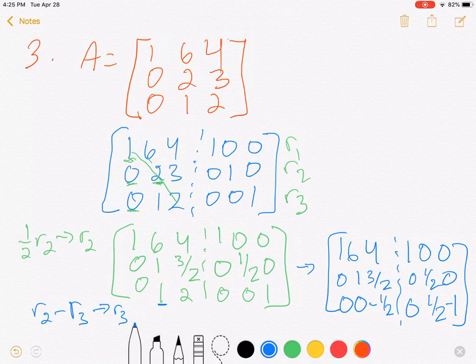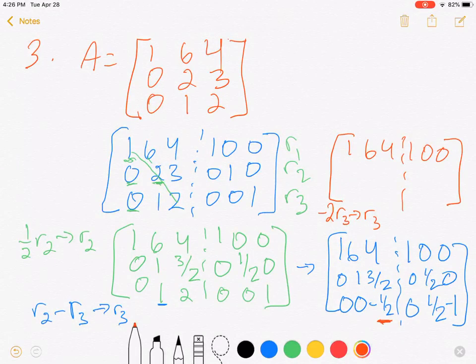Now, I want this one right here to be a 1. So if I took negative 2 times row 3 and let that become my new row 3, then I'd have exactly what I want, and I'm really getting close now. So again, the top one doesn't change. Second one here doesn't change. But the bottom one now is going to change. It's going to become 0, 0, negative 2 times negative 1/2 is 1. Negative 2 times 0 is 0. Negative 2 times a 1/2 is negative 1. Negative 2 times negative 1 is 2. Okay, so bottom row is done.